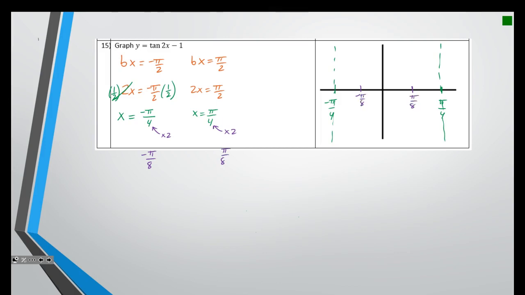Okay, now the only thing that's left is this translation. Since we're shifting the whole thing down 1, what I'm going to do is put in this fake midline. So it's not a midline because remember tangent doesn't have a midline, but I'm putting this in so we can help guide ourselves.